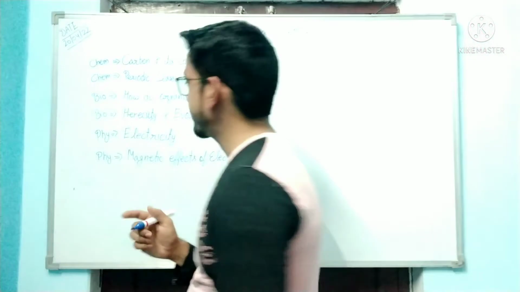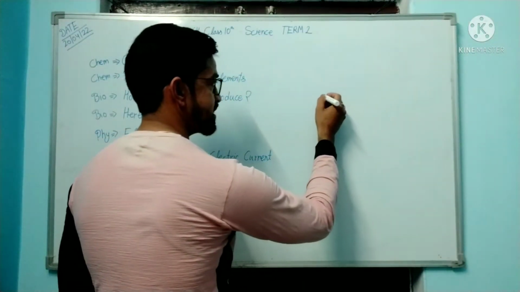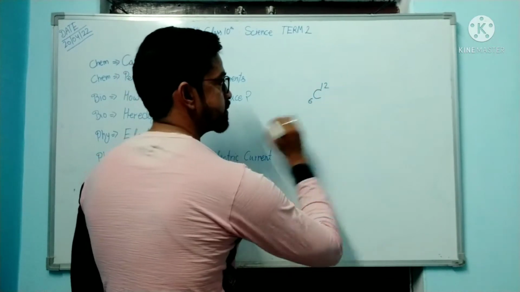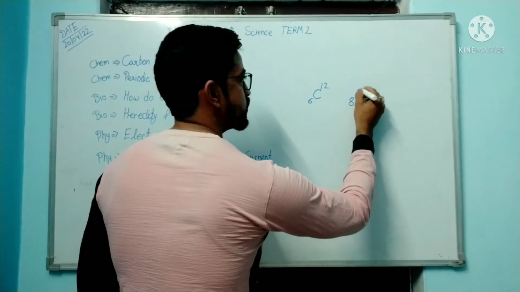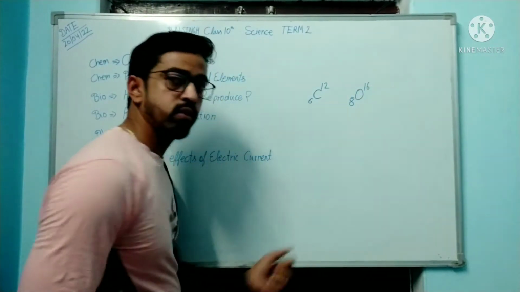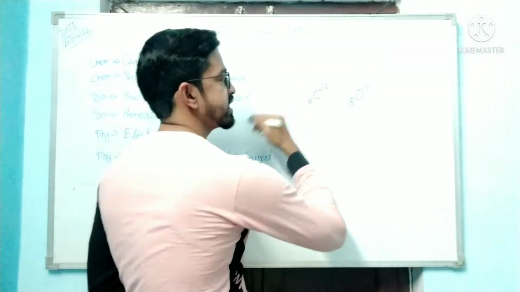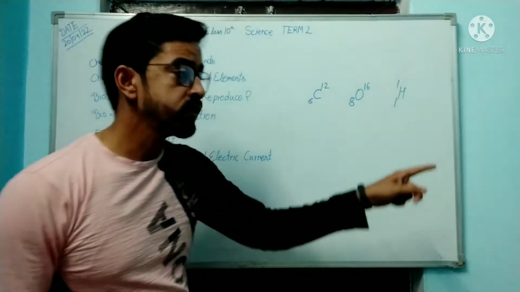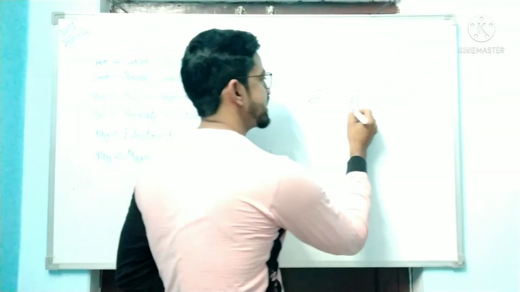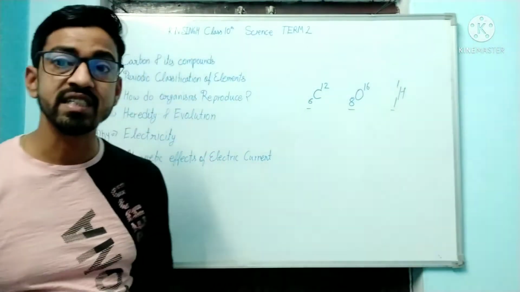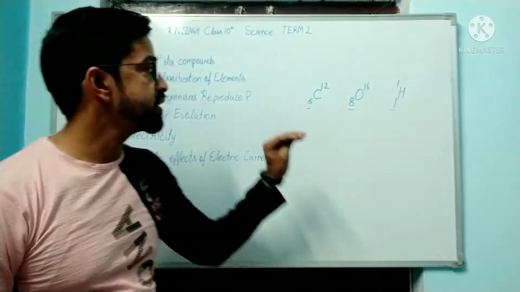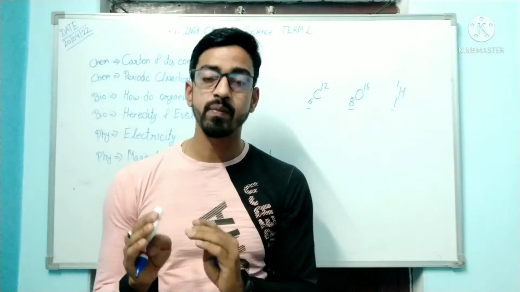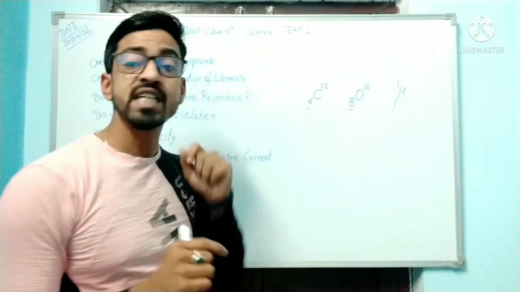So first of all, understand what is atomic mass. Let's understand the case of carbon, 6C12, and oxygen, 8O16. In some books the 16 is written on the same side, like 1H1. The number written at the bottom is the atomic number, and the number represented on the left or right up of the symbol is the atomic mass.